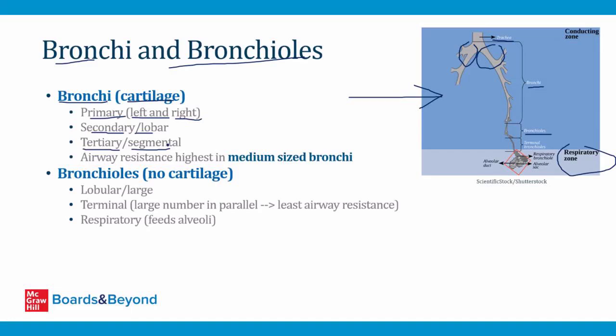And one thing to know in terms of physiology is that the airway resistance turns out to be highest in the medium-sized bronchi. This is just sort of a quirk that you need to know about, but basically, when you get to the medium-sized bronchi down from the much bigger bronchi, the airflow begins to become turbulent and not laminar.